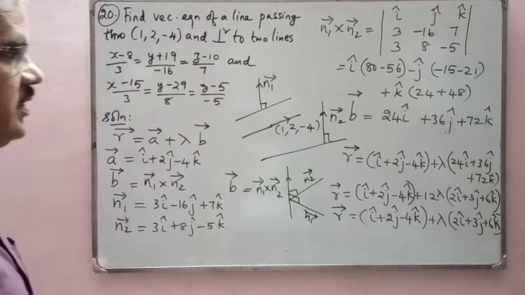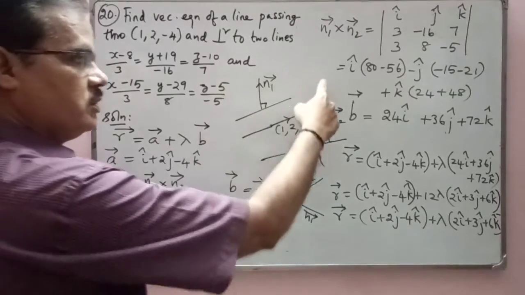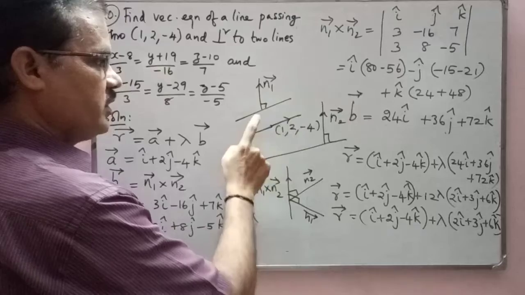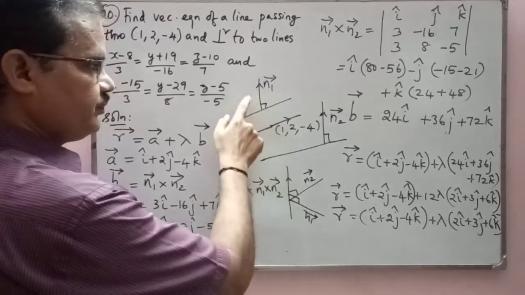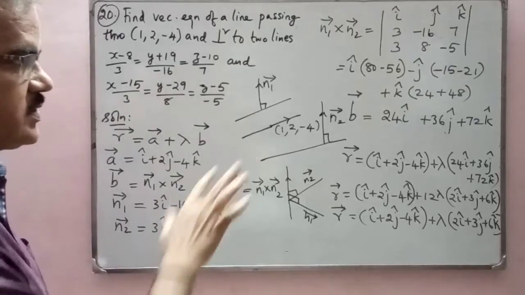Do you understand, children? The only concept you have to understand is that our line is perpendicular to the two vectors. So the direction is given by the cross product of these n1 and n2 vectors. That's all you have to understand in this question.